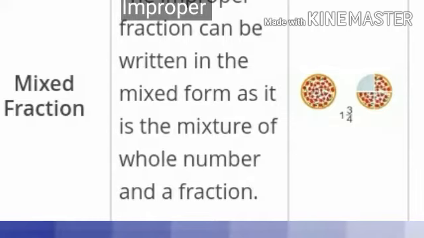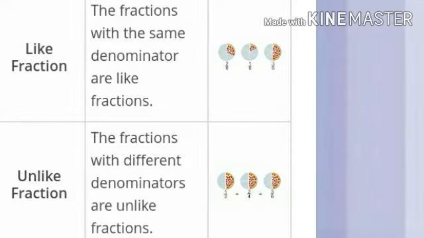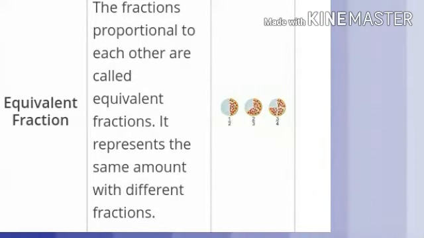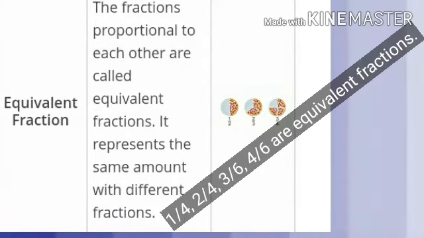Now, like fractions. The fractions with the same denominator are like fractions. Unlike fractions, the fractions with different denominators are unlike fractions. 1 upon 6, 5 upon 6, 3 upon 6 are like fractions because their denominators are the same. And 1 upon 2, 2 upon 7, 6 upon 9 and 4 upon 6 are unlike fractions because their denominators are different.